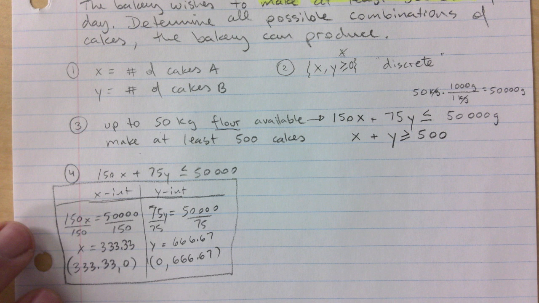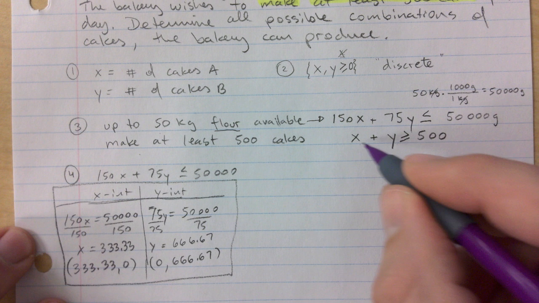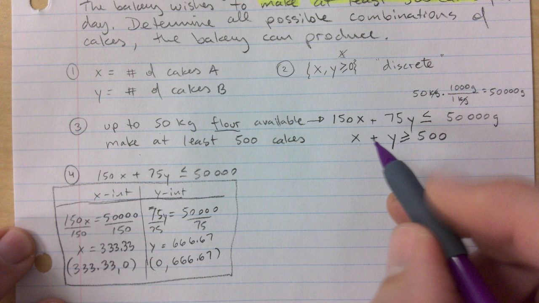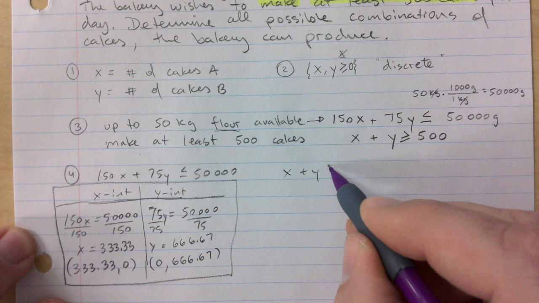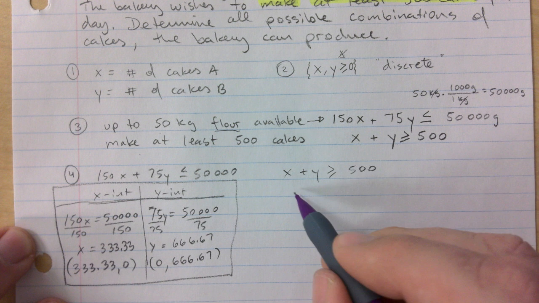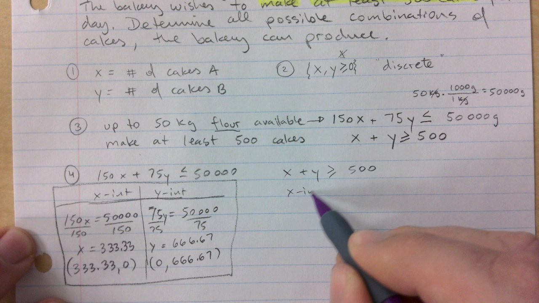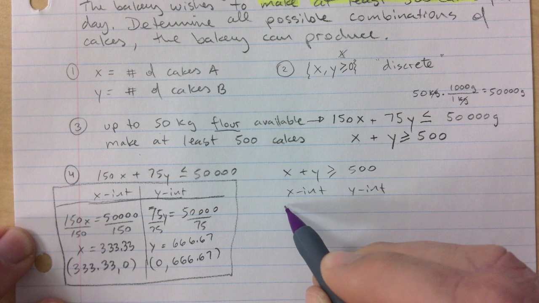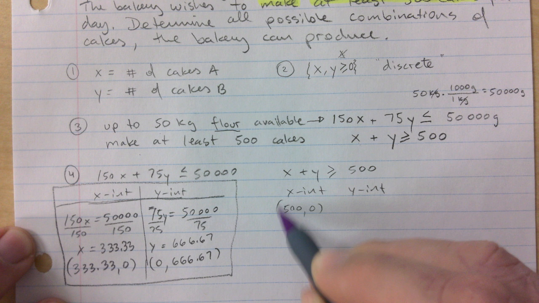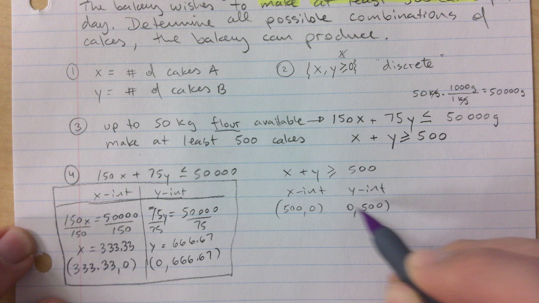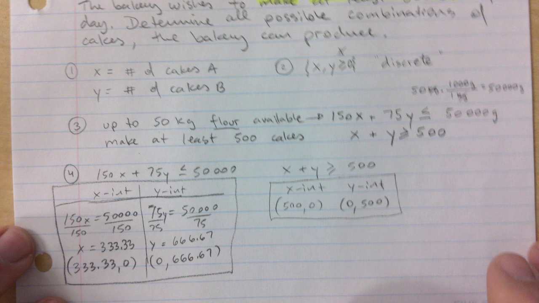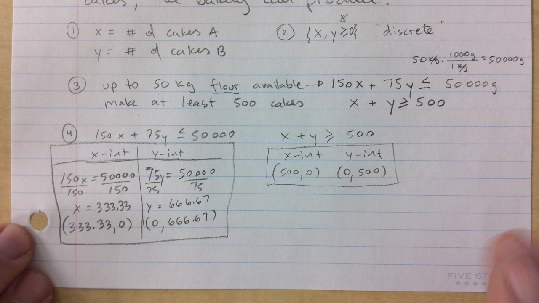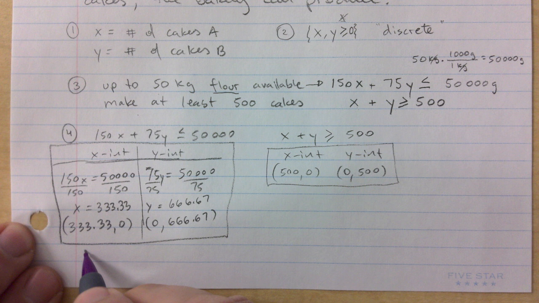These ones, you will love these ones. They're very easy. If it's just x plus y is greater than or equal to 500, you're laughing, right? The x-intercept and the y-intercept is simply 500, 0, and 0, 500. That's all that there is to it. Let's go ahead and rewrite this one. It's gonna be tight here, but we're gonna make it work.